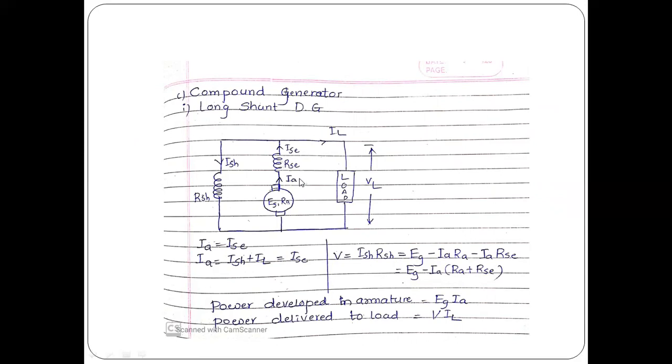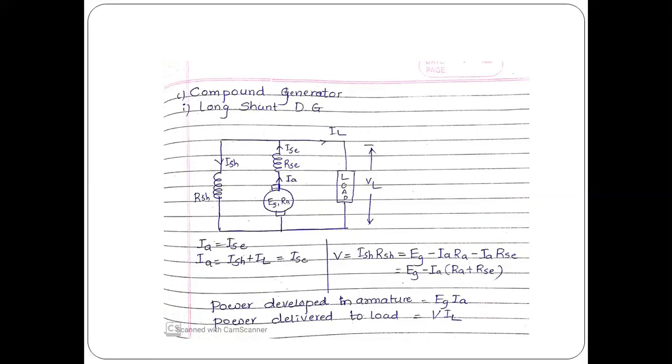You can observe the current flow here. If it is connected in parallel, it has a resistance RSH, and the current flowing through it is ISH. If connected in series to the armature, the resistance is RSC and the current flowing through it will be ISC. But one more thing is that the armature and these two are in series, so the same current flows through them. So we can say IA is equal to ISC.